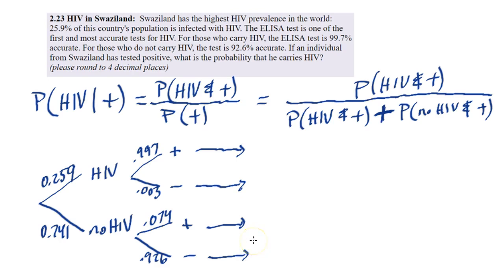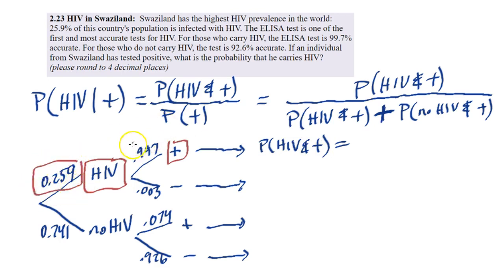And what you need to do, so this result tells us the probability of HIV and positive. And what you just do is take the probability, and I'll just show you this one. HIV and positive is just that result. And you just take the respective probability of each leg and take the product. 0.259 times 0.997. And that gives you the result for HIV and positive.